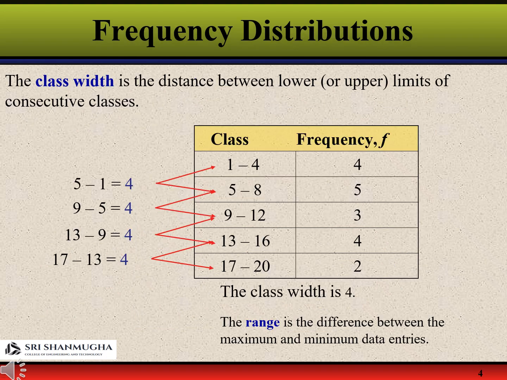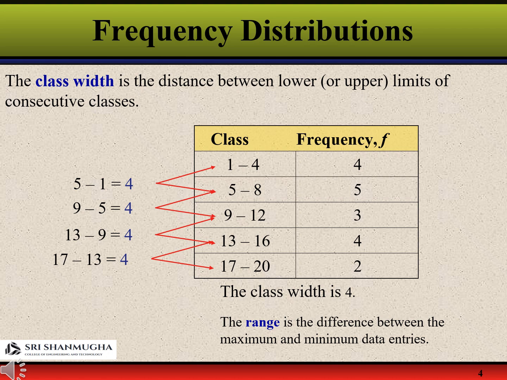Each class in a frequency distribution is defined by two boundaries. The first one is the lower class limit, which is the smallest value in that class. The second one is the upper class limit, which is the largest value in that class. These class limits help us to separate data into non-overlapping intervals.